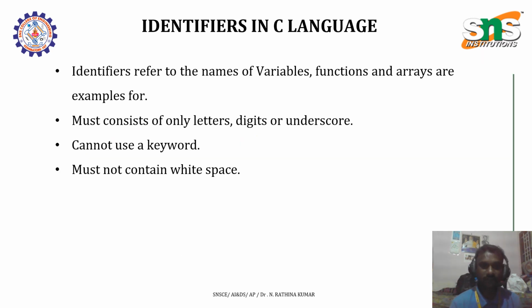Next, we are going to see what is meant by an identifier. An identifier refers to the names of variables, functions, and arrays. An identifier must contain only letters, digits, or underscore. These are the rules of an identifier. We cannot use a keyword as an identifier, and it does not contain white space.